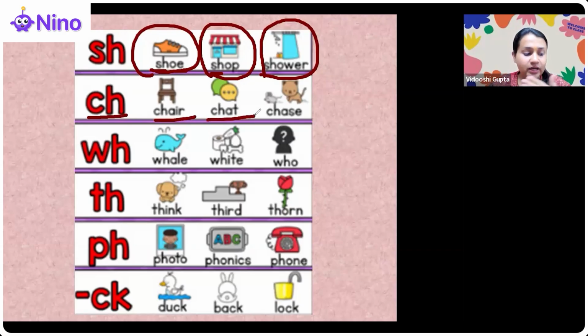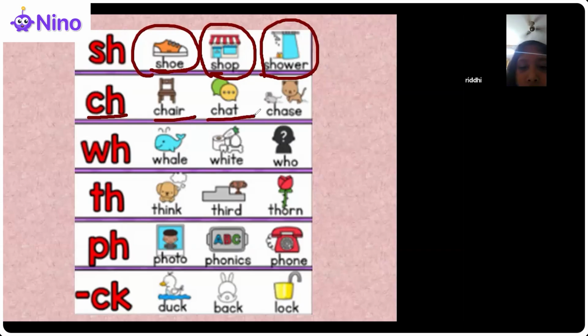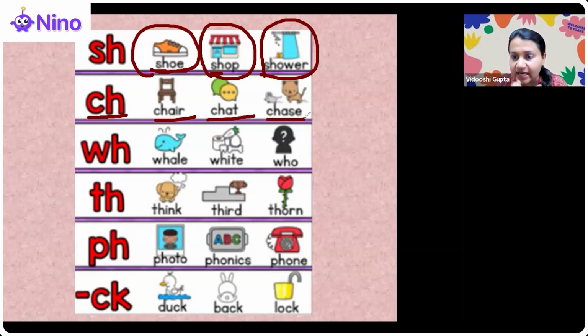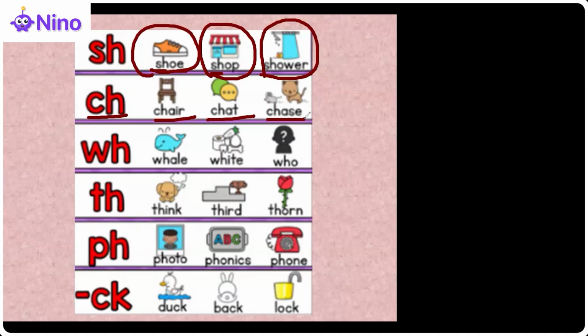Chat. So we are talking to each other. Chat. Okay. Chase. The cat is chasing the rat. Chase. Then we can also have cheese. Do we all like to eat cheese? Cheese on pizza. Yes. No, pizza doesn't taste good without cheese. You know? So cheese.